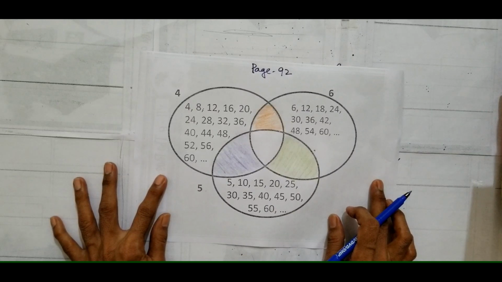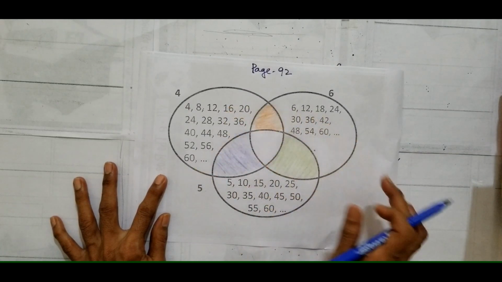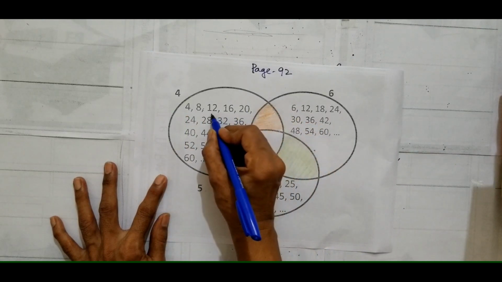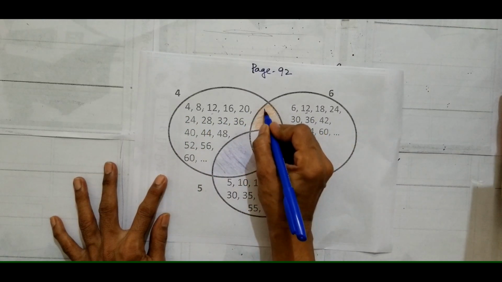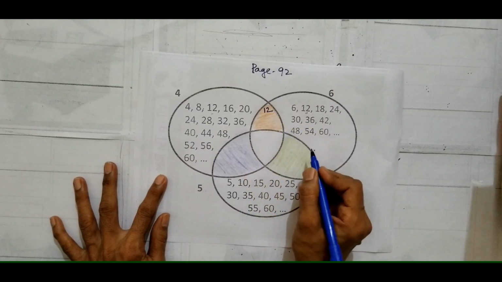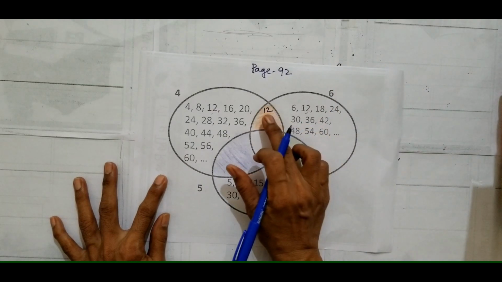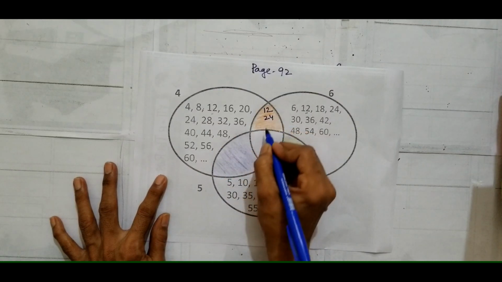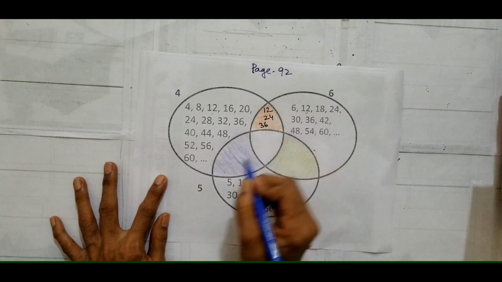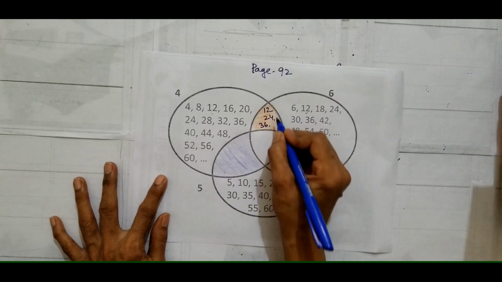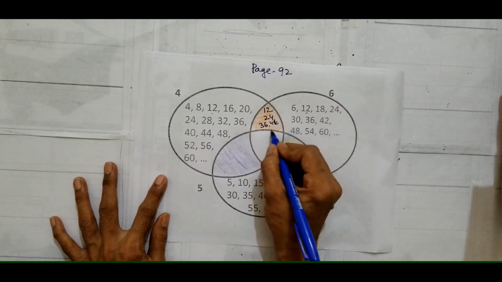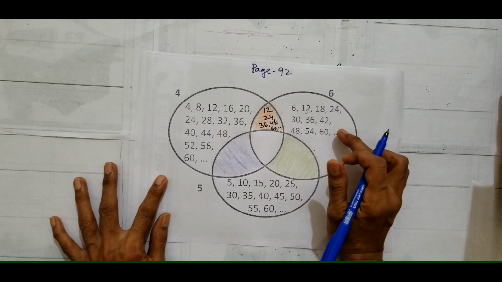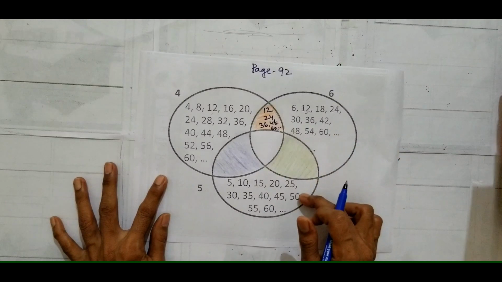Now let us see the common multiples of 4 and 6. If we see, the first number is 12. If it is 12 first, what will be the next one? It will be multiple of 12. So the next will be 24, then it will be 36, 48, 60 and so on.